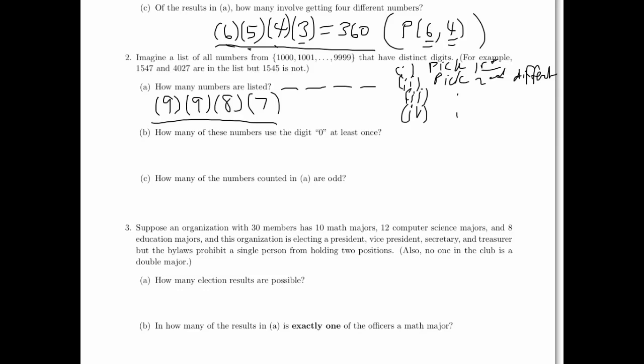In part B, how many of these numbers use the digit 0 at least once? Well, this is an example of what we call the complementary problem. This is actually a difficult problem to count directly, but what we could do is take the total above and subtract the number that don't use 0 at all.